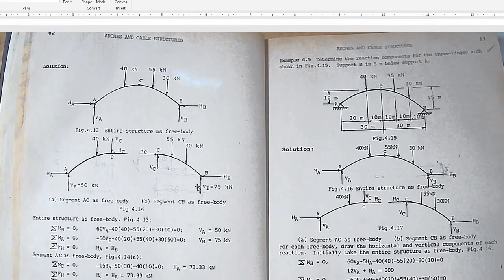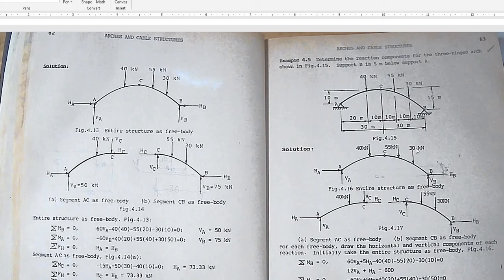Now, let's go to problem 4.5. Dito naman, magkakaroon tayo ng change in elevation ng supports. Okay, so determine the reaction components for the 3-hinge arch shown. Support B is 5 meters below support A. So initially, take the entire structure as free body.